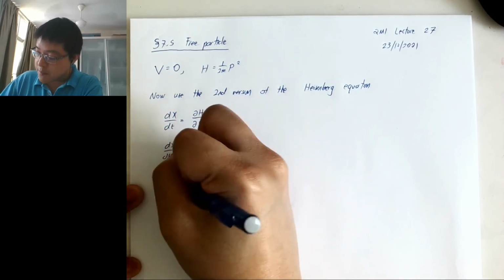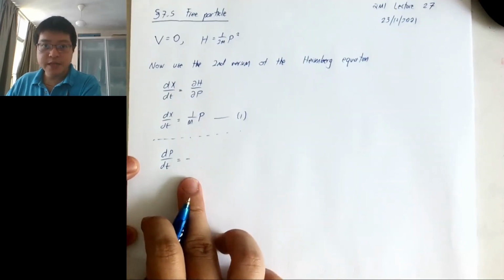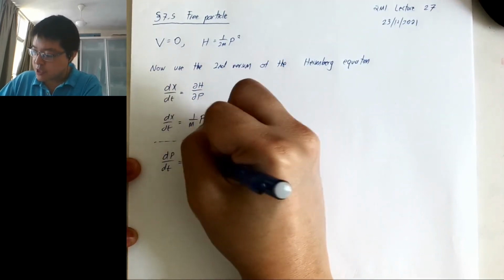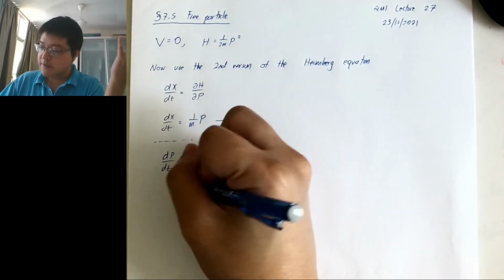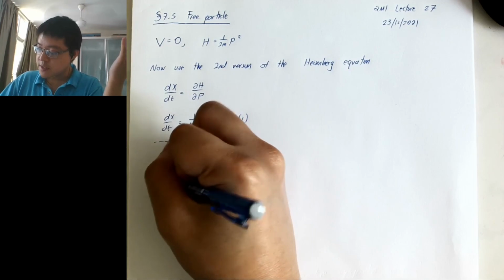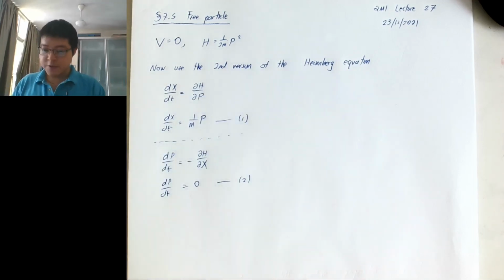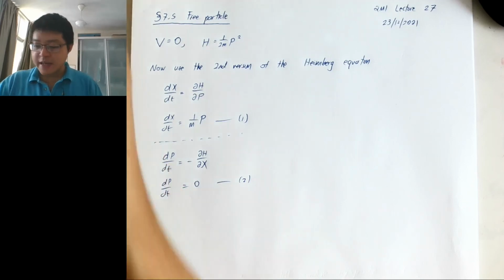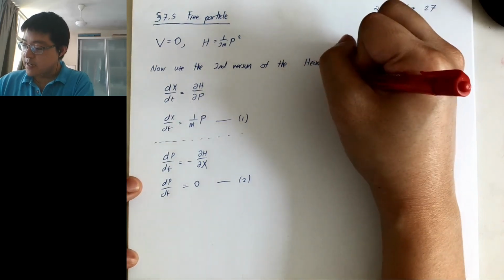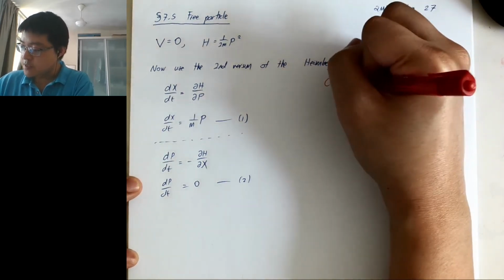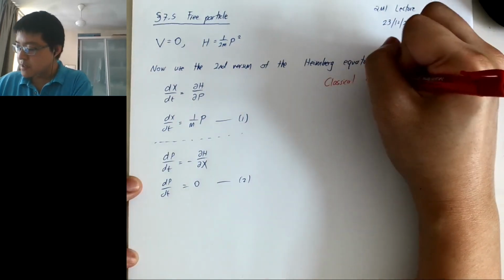How about the momentum differential equation? For the momentum differential equation, there is a minus sign, partial H partial x now, but there is no x anywhere in the Hamiltonian, so therefore this is 0, right? So dp/dt is 0. So this is my second equation. Okay, this is the second version, and that is similar to the classical Hamiltonian equation. So that it makes it easy to remember.